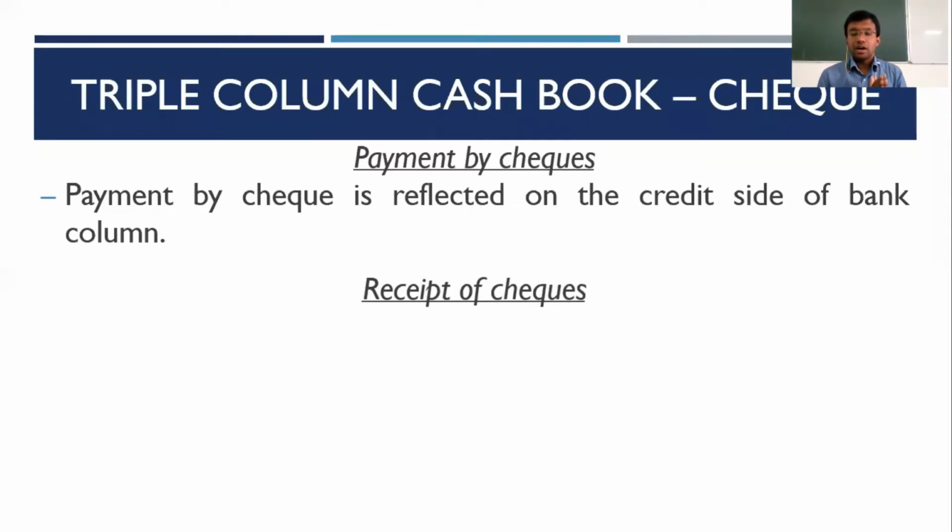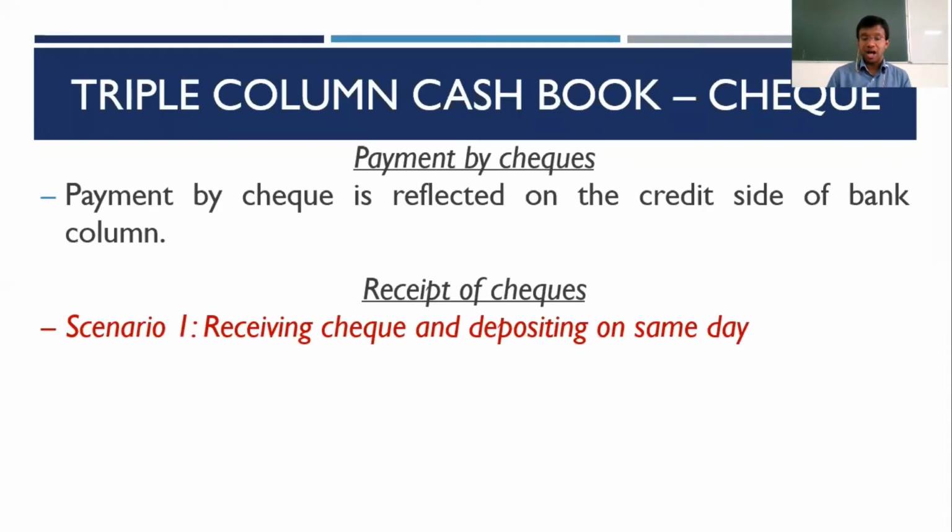Now we have a receipt of check. Receipt of check means someone is giving you a check. You carried out a transaction with someone. The payment for that transaction, they are carrying out with the help of a check. So in such cases, how do you go about treating the transactions? Now here we will be having two scenarios.